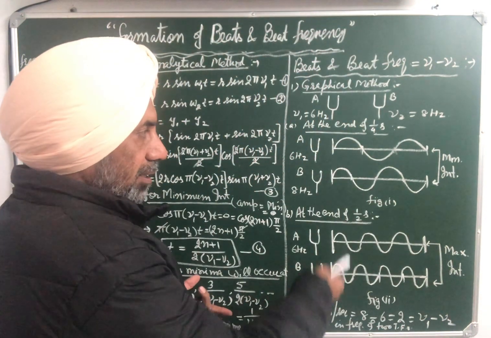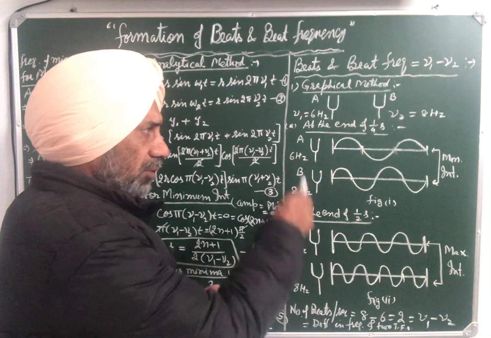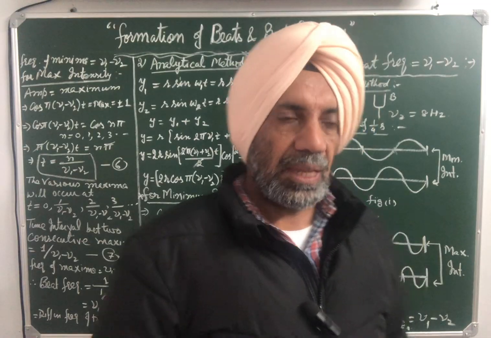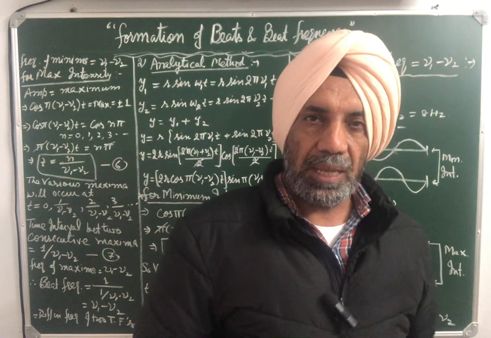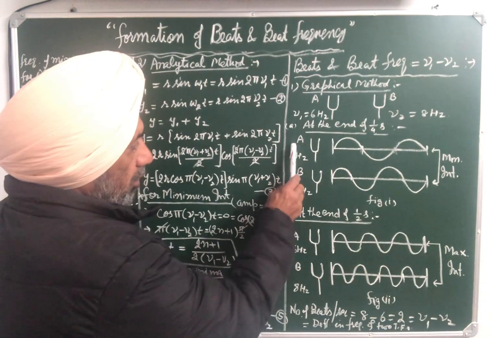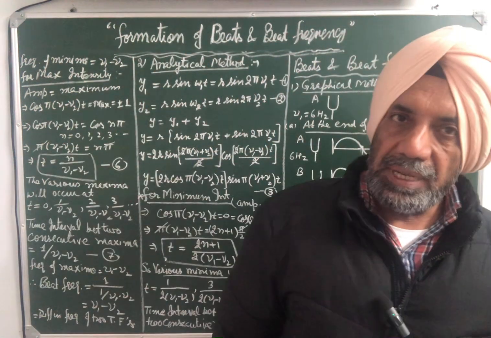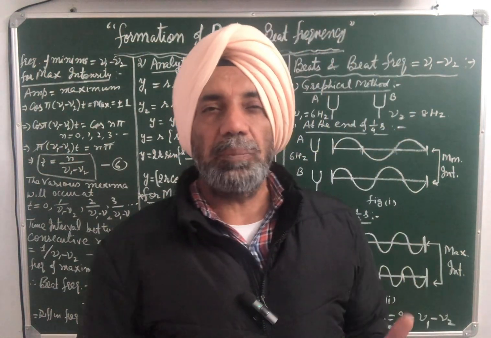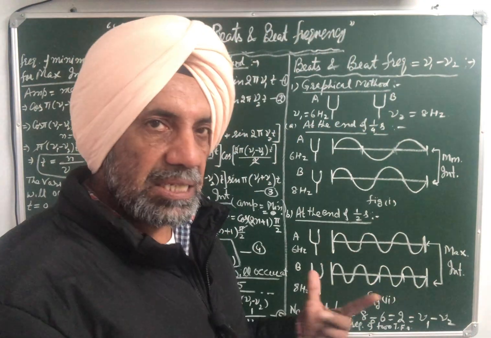It means during half second, we listen to one minima and one maxima. In the next half second, there will again be one minima and one maxima. So during 1 second, 2 minima and 2 maxima are produced. The formation of 1 minima and 1 maxima is called 1 beat. It means 2 beats will be produced. So the number of beats produced per second is equal to 2, which is nothing but the difference in frequency of the two sources. 8 minus 6 is also 2. So in general, the difference in frequencies of the two sources or tuning forks is equal to the number of beats produced per second, or beat frequency. So this is the graphical explanation of beat frequency.